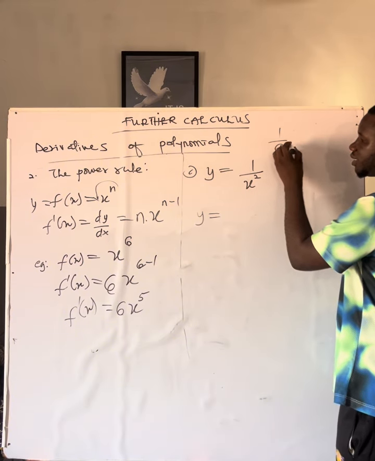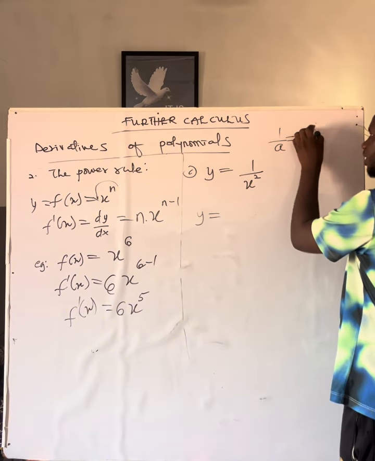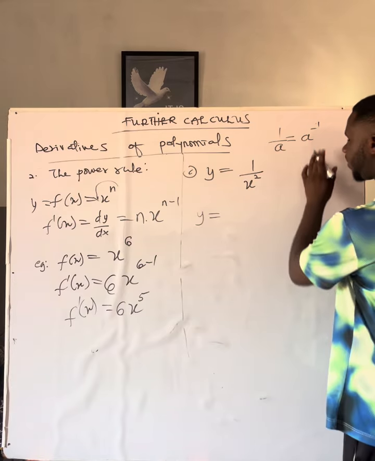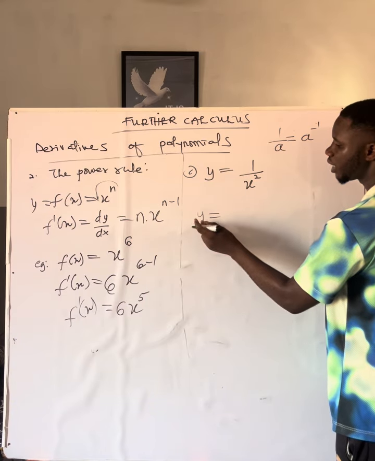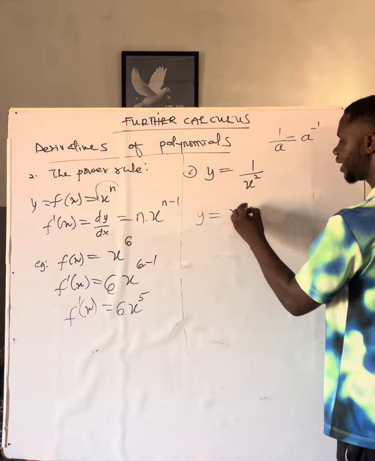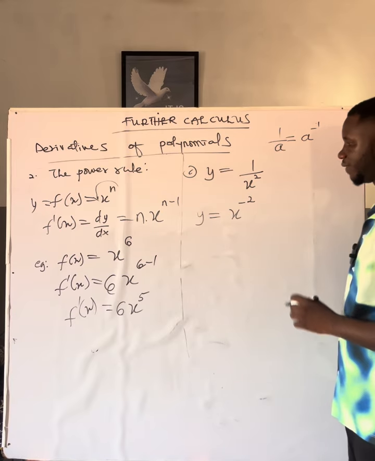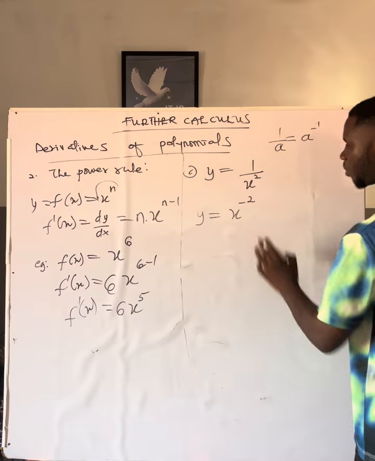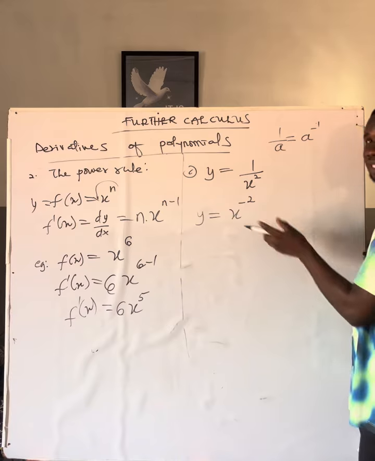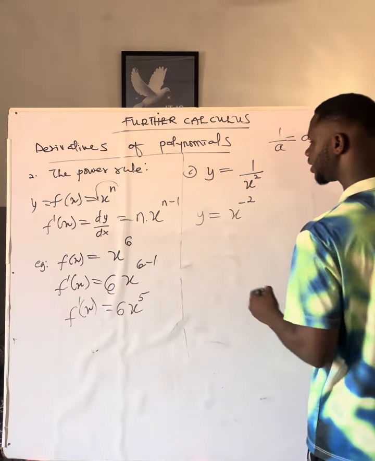In our indices, we know that 1 over a is the same as a exponent negative 1. So you apply the same concept here. So now our y is going to be x raised to the power negative 2 over here. So that's what we are going to get. Now we can start differentiating it.